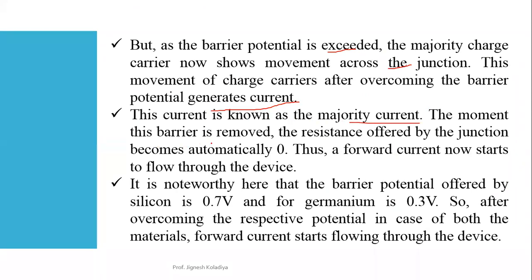So the moment this barrier potential is removed, in the silicon case, if your supply voltage is equal to 0.7, and in case of germanium, if it is 0.3, then this junction is completely removed, the barrier potential is completely removed, okay? And at that time, the resistance offered by the junction becomes automatically zero, and thus forward current now starts flowing through the device.